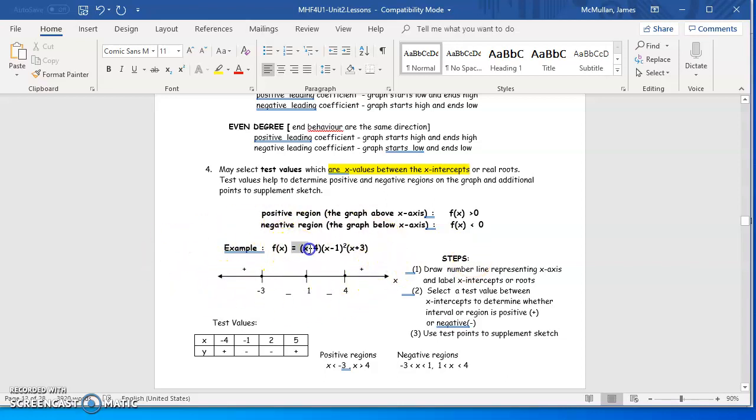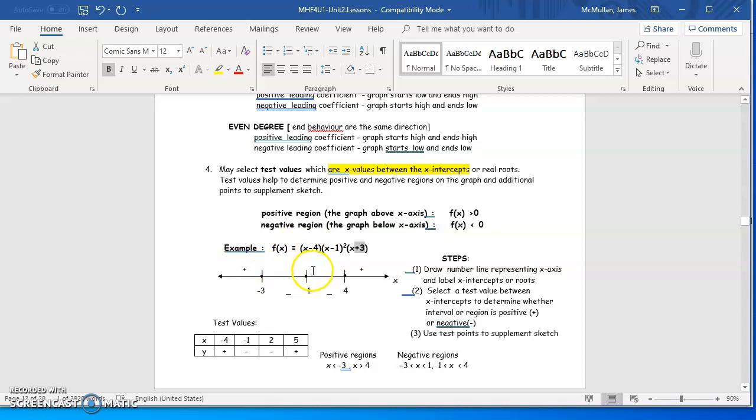Suppose I'm looking at the function (x - 4)(x - 1)^2(x + 3). I know where the x-intercepts are. There's an x-intercept at -3. That's what would make this bracket 0. There's an x-intercept at 1. That would make this bracket 0. And there's an x-intercept at 4, right? That would make that bracket 0.